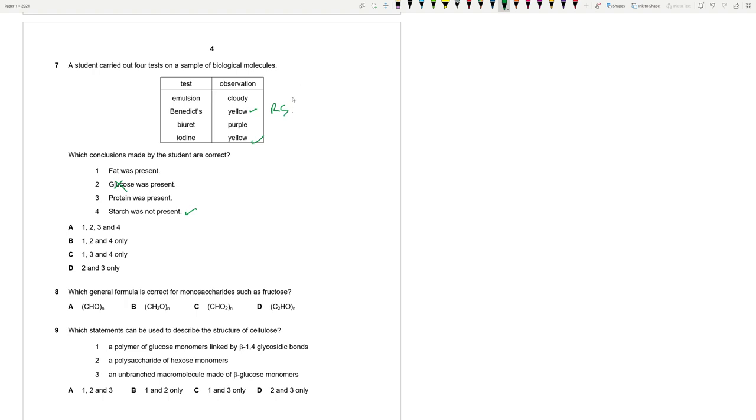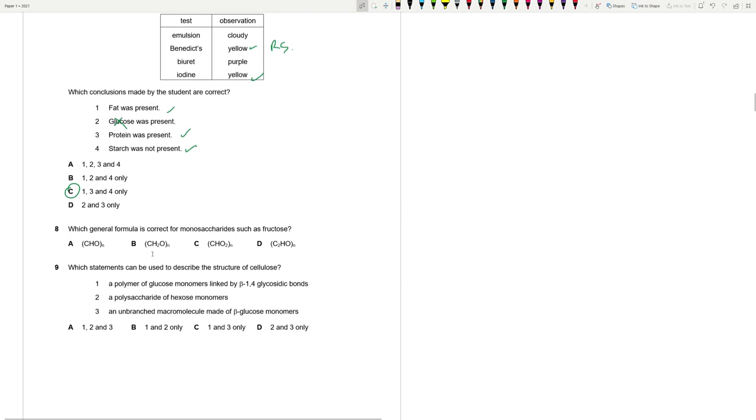Okay. Moving on, biuret solution, it turned purple, so protein was present, and the emulsion turned cloudy. Okay, so fat was present. So 1, 3, and 4 are actually correct. 2 is technically wrong.